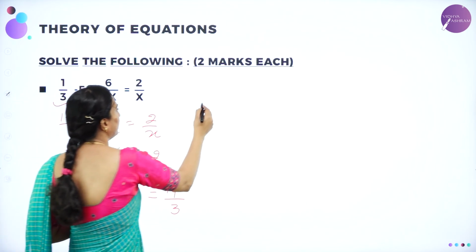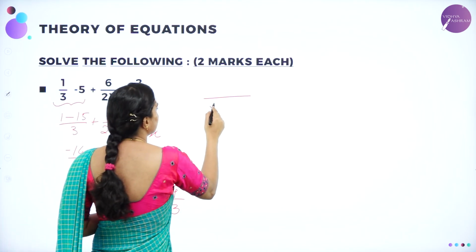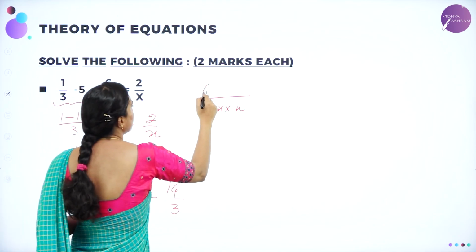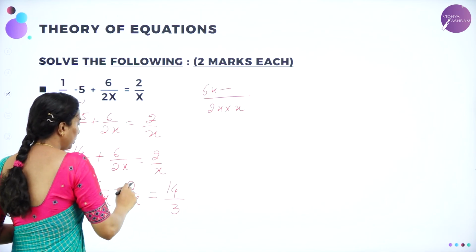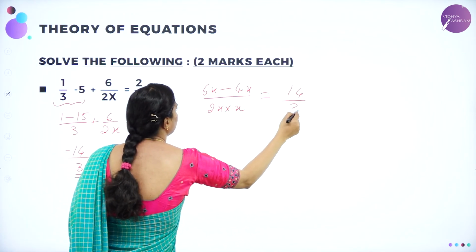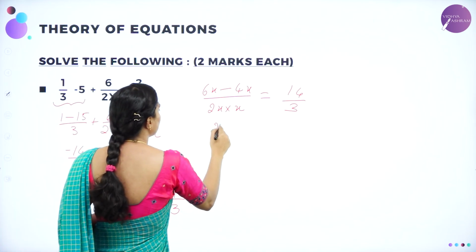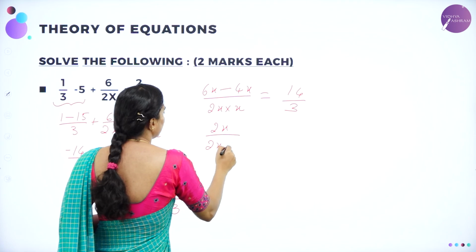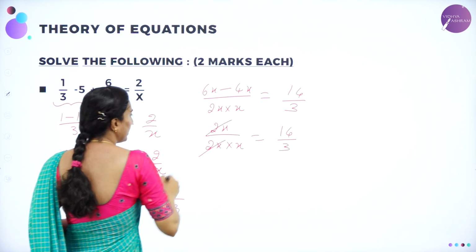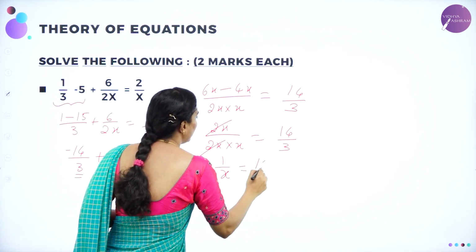So here you are going to have, as I am doing by taking this multiplication, x into x, 2x into x. Again x will be multiplied here: 6x minus 2 into 2 is 4x, is equal to 14 divided by 3. Now 6x minus 4x is nothing but 2x, divided by 2x into x, is equal to 14 divided by 3. Now 2x will get cancelled. Remaining is 1 by x is equal to 14 by 3.